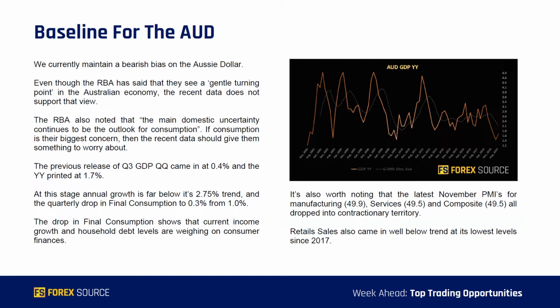We also had the RBA coming out saying that the main domestic uncertainty at this stage continues to be the outlook for consumption. Now, if consumption is their biggest concern, then they really do have something to worry about. If we look at the recent data, we had the previous release for quarter 3 GDP that came in at 0.4% and the year-over-year number that printed at 1.7%.